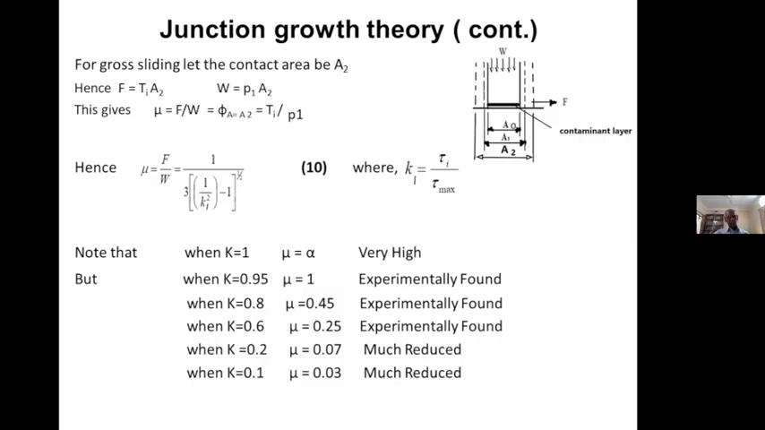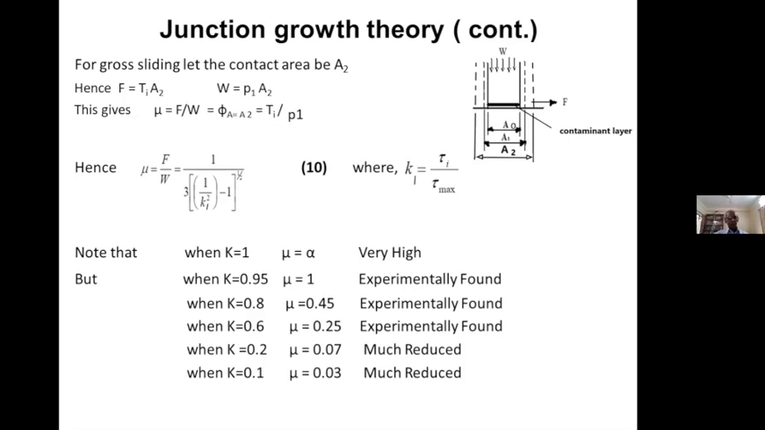So here we can write that because sliding has started, mu, the coefficient of friction, F by W, again is equal to phi, but here A is equal to A2, which is equal to tau i by P1. Okay, let's leave it there. Understanding that for cross sliding to occur, junction growth must proceed further.